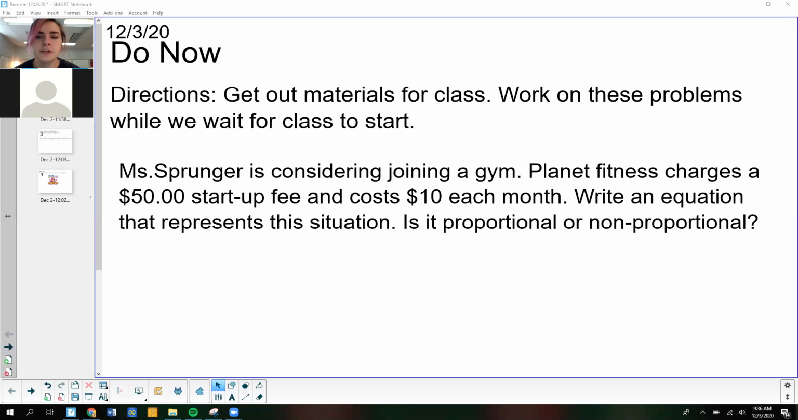But this says Planet Fitness charges a $50 startup fee and costs $10 each month. Write an equation that represents the situation. Is it proportional or non-proportional? So go ahead in the chat and write your response to this. If you've got an equation, go ahead and write the equation, because we practiced identifying different types of equations yesterday. And then also write, is it proportional or non-proportional?